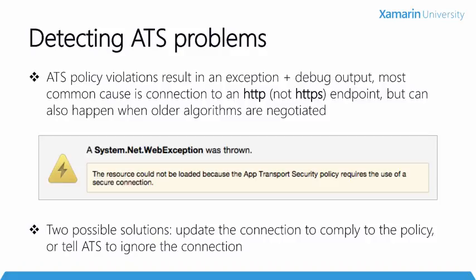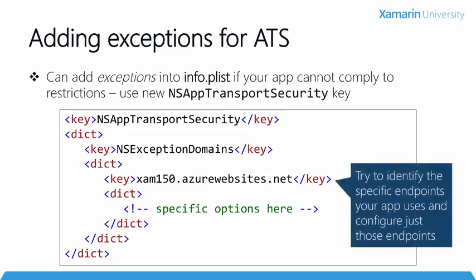You can either change the endpoints to adhere to the ATS policy, or you can opt out of ATS for certain URLs by setting some keys in your Info.plist. So let's take a look at this second approach. When you can't control the server side and you still need access to the data, you can explicitly define the URLs that you need exceptions for with ATS.